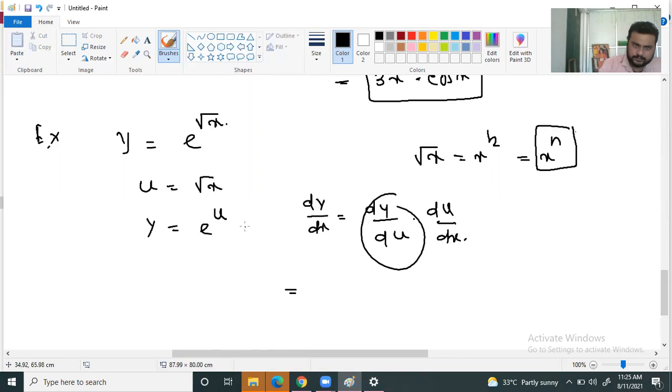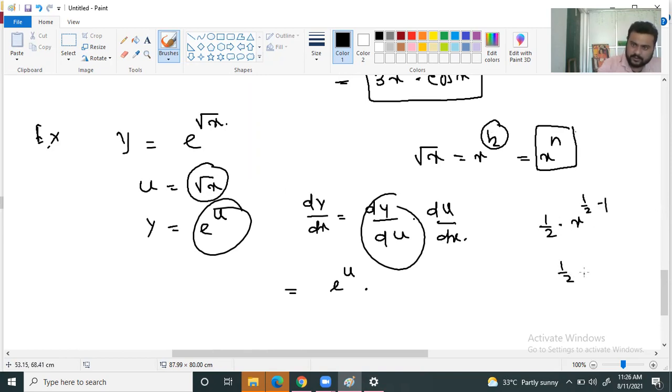dy by du, that means e to the power u. Derivative of e to the power u is itself, and du by dx, x to the power half. Derivative of x to the power half is n, n is your half. Half into n into x to the power n minus 1. Half minus 1, that is 1 by 2 into x to the power minus half, right? So 1 by 2 x to the power minus half is equal to e to the power u.